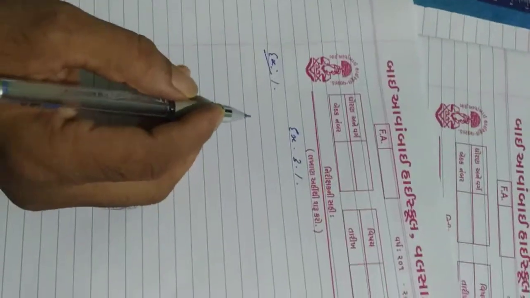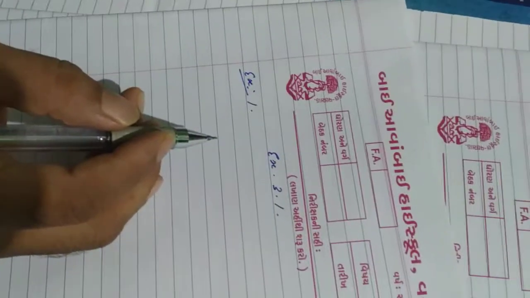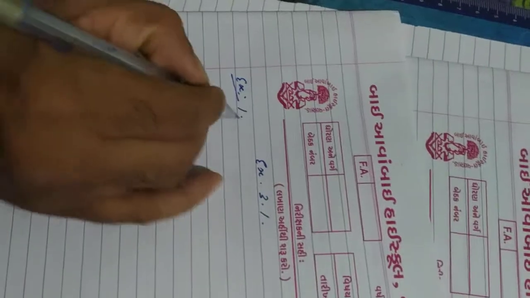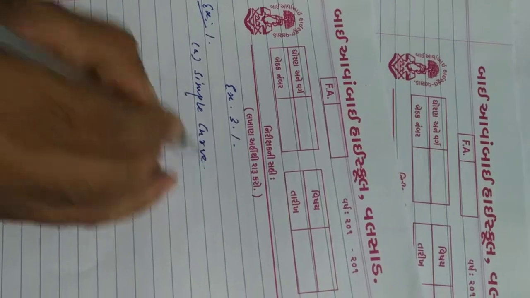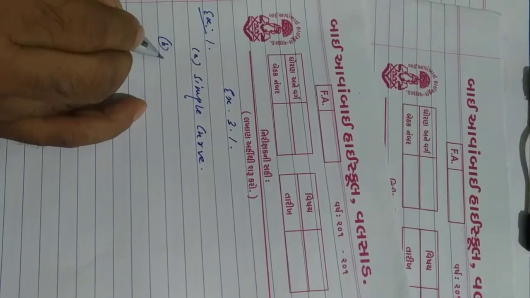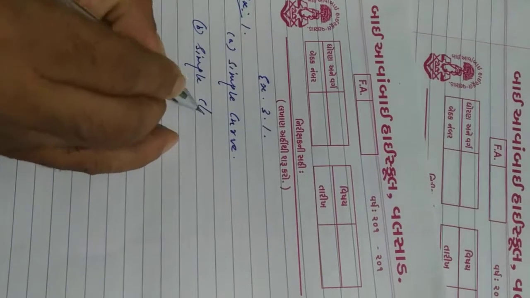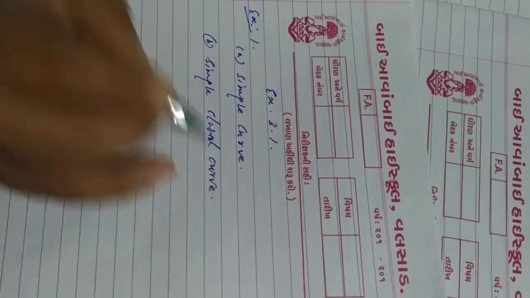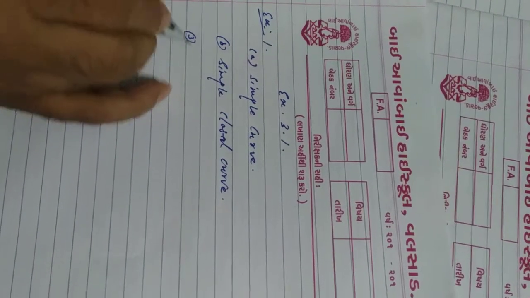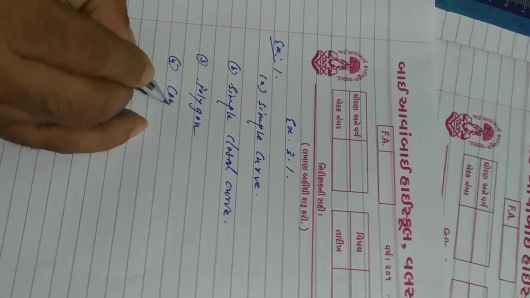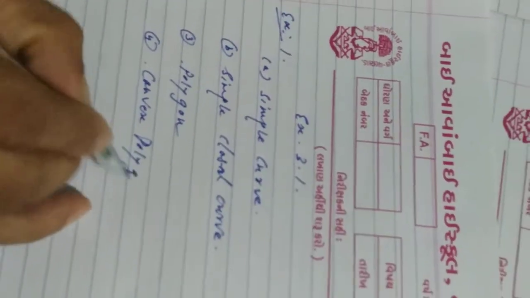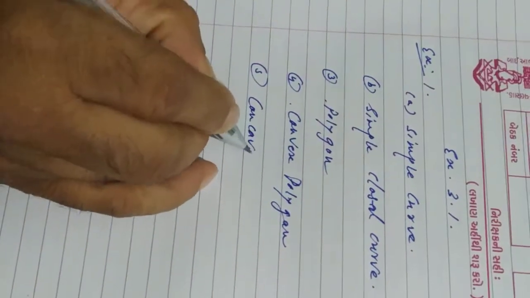Here some figures are given. Total 8 figures are given. Classify each of them on the basis of the following. See, first a simple curve, right? Second, simple closed curve. Third, polygon. Fourth, convex polygon. Fifth, concave polygon.